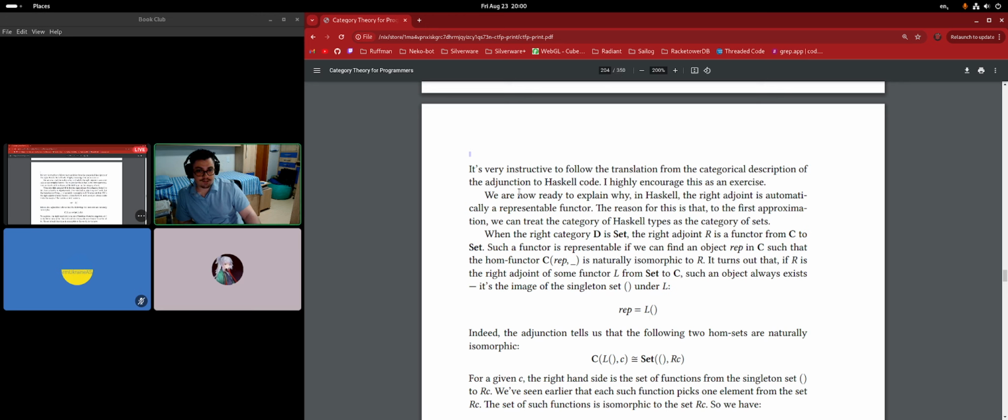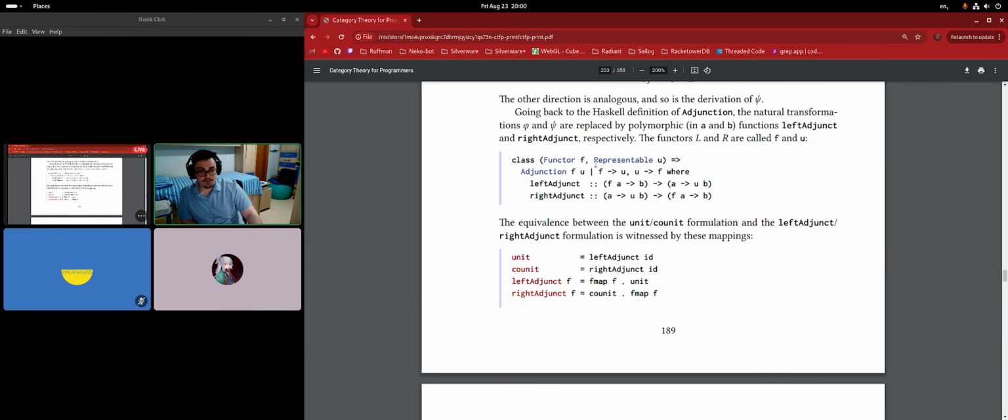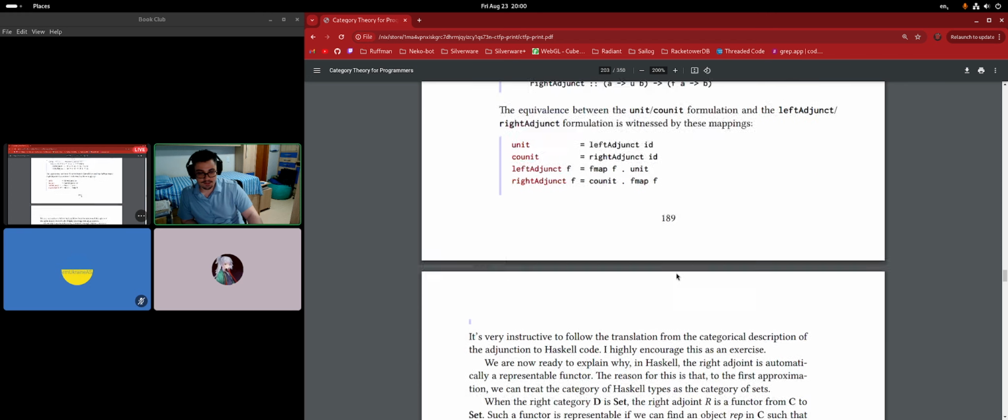Okay, so now we're going to talk about why this is a representable functor. We're going to talk about it, because remember, in the definition here, we say that the U needs to be representable. That's what the type class is telling us.